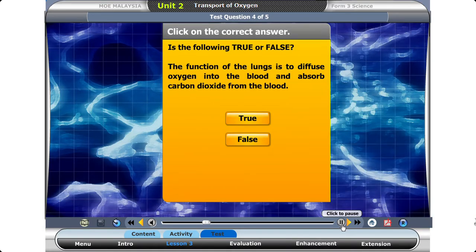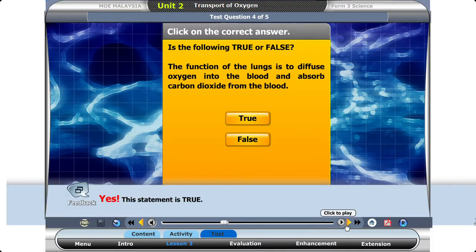Click on the correct option. Is the following true or false? The function of the lungs is to diffuse oxygen into the blood and absorb carbon dioxide from the blood. Correct. The statement is true.